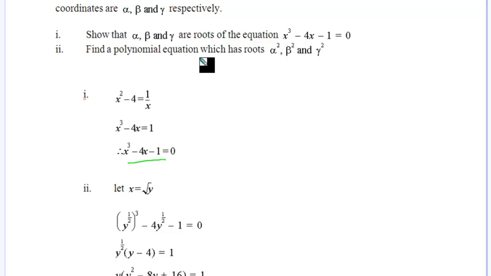And then we want to find the polynomial which has the roots alpha squared, beta squared, and gamma squared. Again, do our substitution, let x equal the square root of y, do our manipulation. It's not a bad little manipulation this time. It's pretty easy. All we've got to do is take the 1 across, factorize the y to the power of a half out, and then square both sides, expand it out, and collect the terms on the left-hand side. So that's how we do those ones.